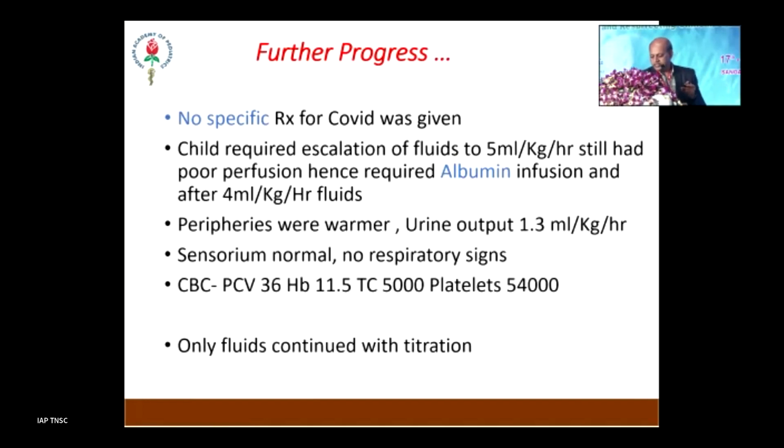So the child required escalation of fluid. Initially, 4 ml per kg of fluid was given. Then later we increased it, but the child did not improve in spite of increasing the fluid. So colloid is one of the options. Albumin is the one we all use in practice. So in our ICU, this child was started on albumin.